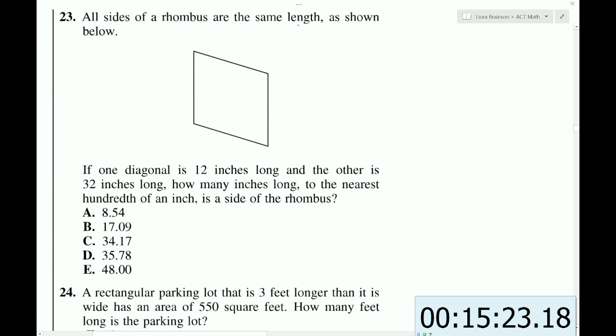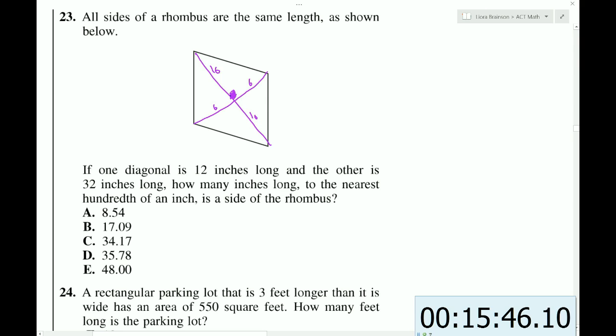All sides of a rhombus are the same length as shown below. One diagonal is 12 inches long. The other is 32. Okay, so that would make it 16 and 16, and that would make it 6 and 6, right? How many inches long to the nearest hundredth of an inch is the side of a rhombus?